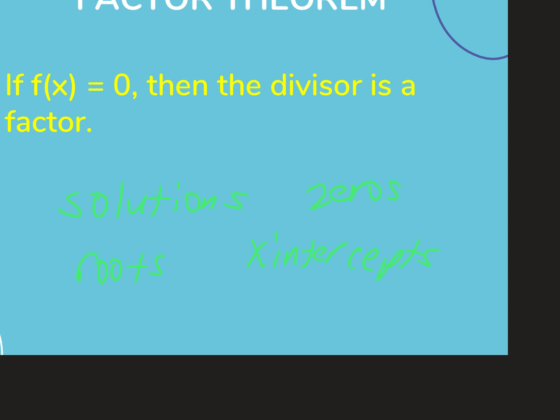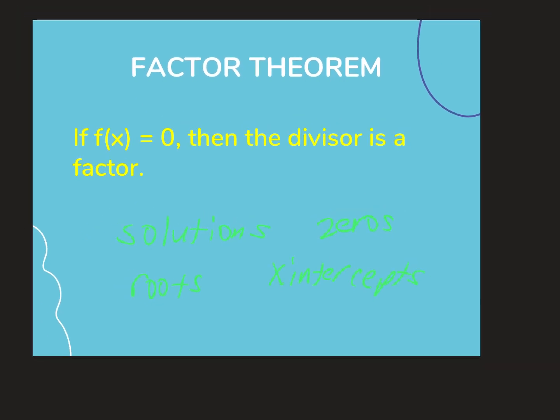If the highest exponent is a 7, how many x's will you have? 7. If the highest exponent is a 4, how many answers or zeros should you have? 4. Are they all going to be real? Not guaranteed. What could they be? Real or imaginary? Good.